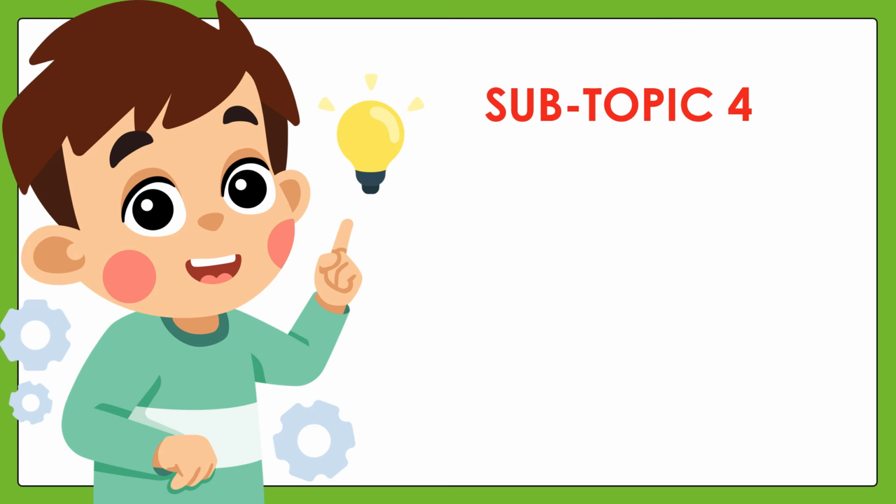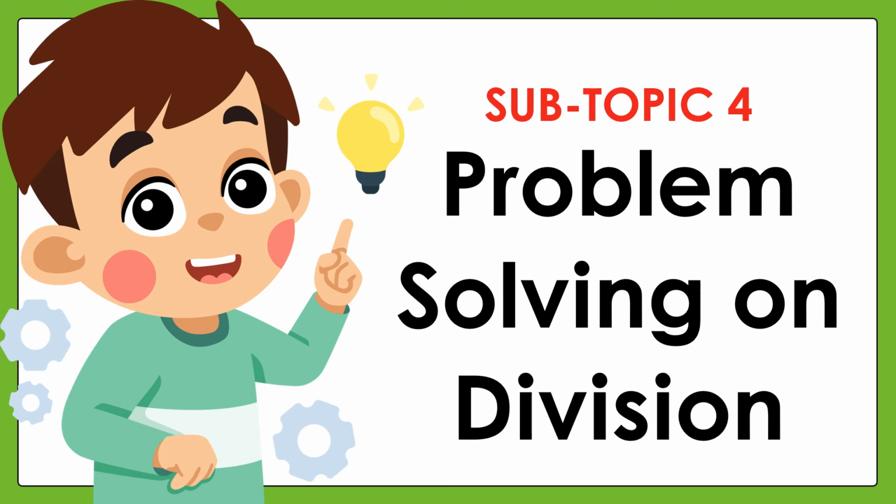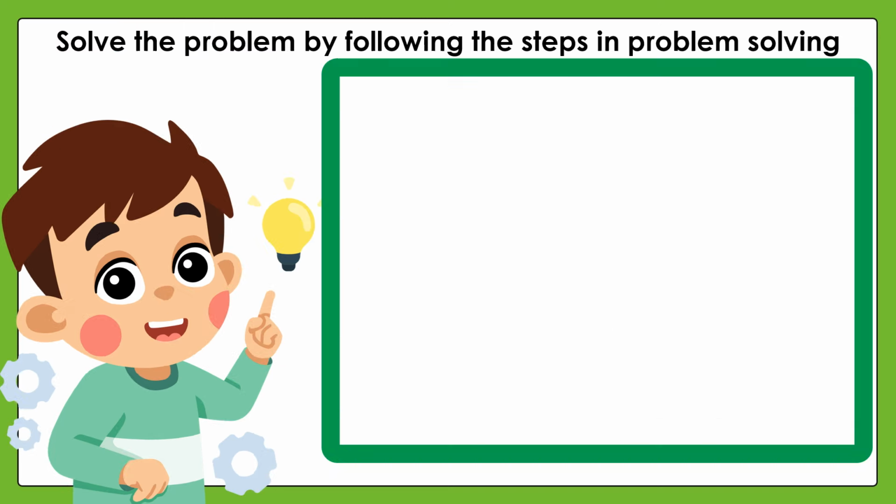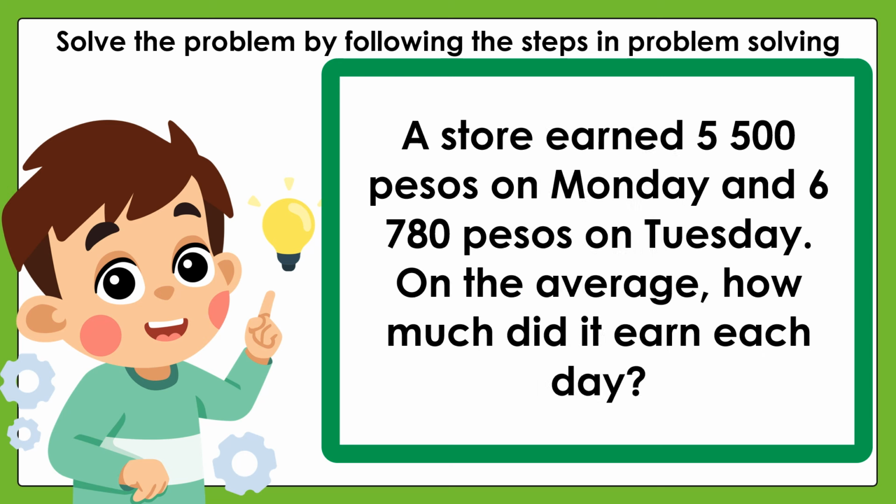For our subtopic number 4, problem solving on division. Solve the problem by following the steps in problem solving. A store earned 5,500 pesos on Monday and 6,780 pesos on Tuesday. On the average, how much did it earn each day?